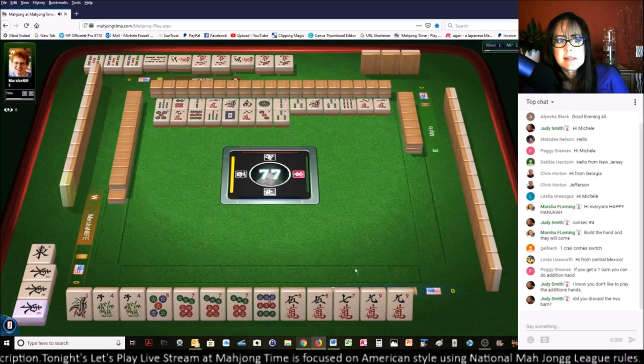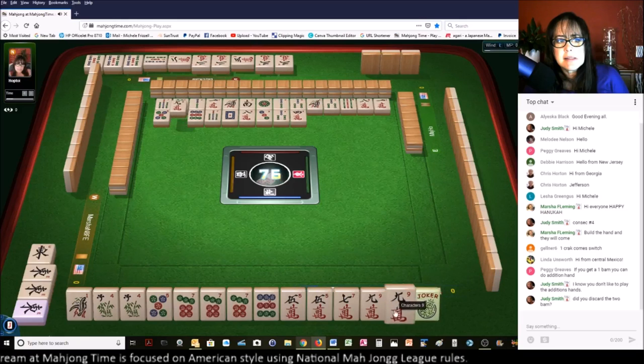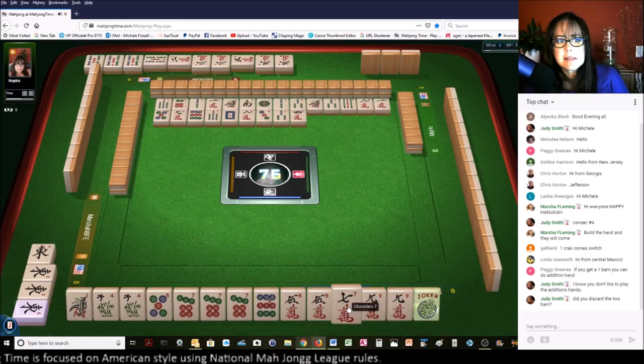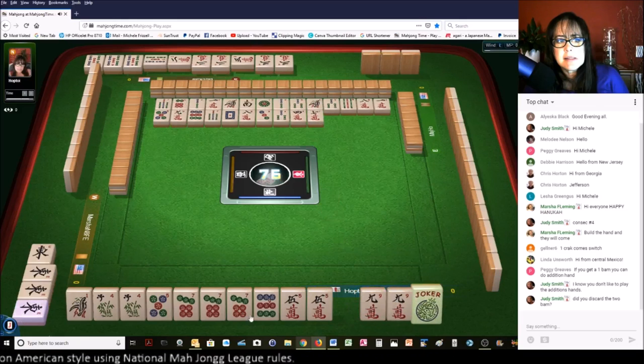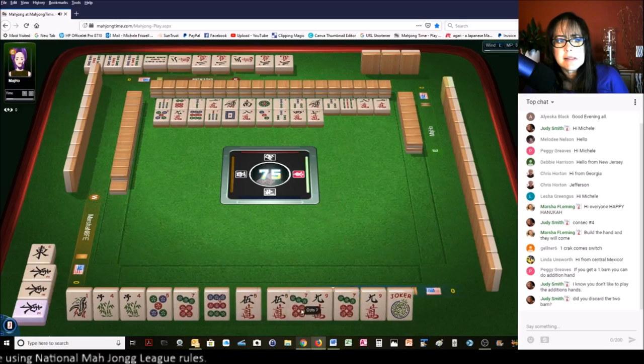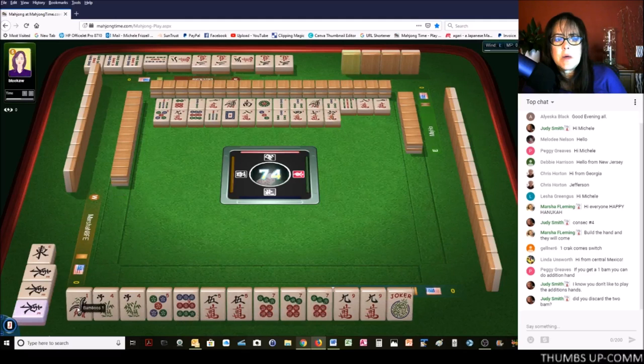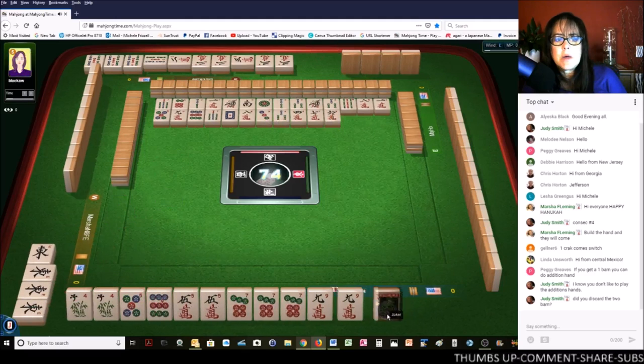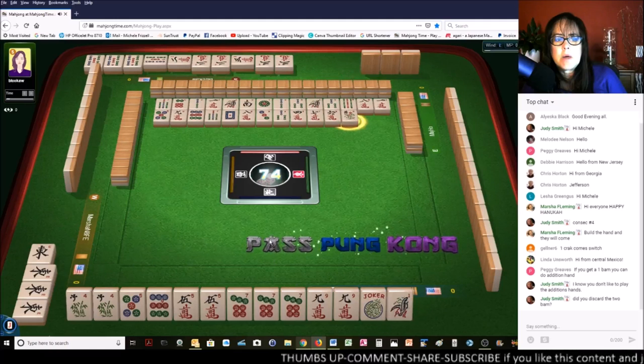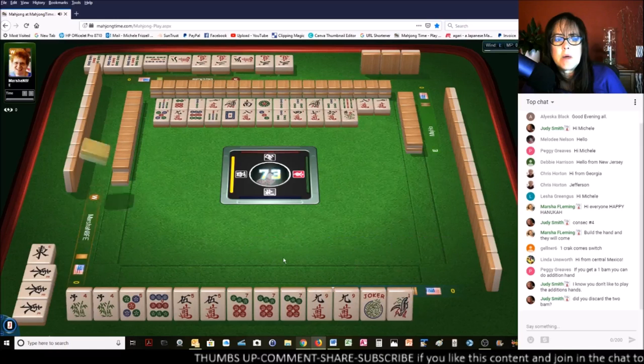I did discard a 2 bam a long time ago before I had a 1. Okay, let's see. Five. Let's get rid of the seven, because we could play 5, 7, 9 and use the joker there as the white dragon. I think we have to decide, though. I think this one, there are two BAMs out. Let's just see what happens. Pass on that.